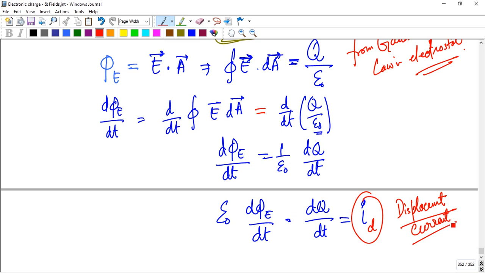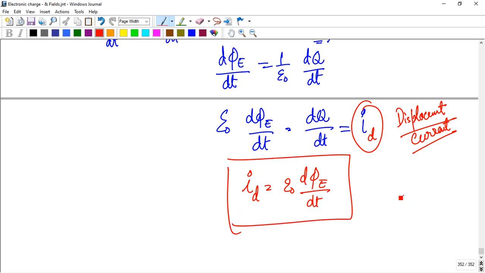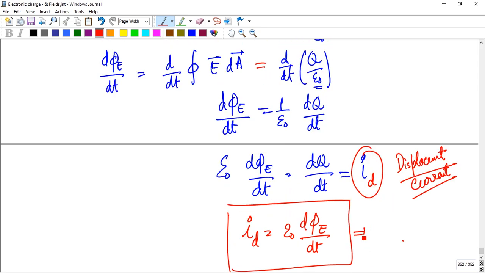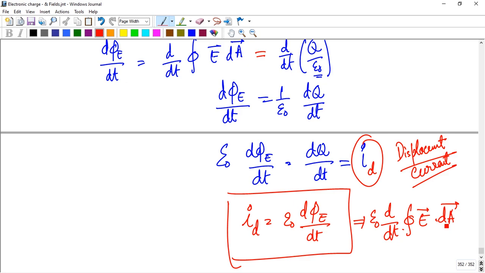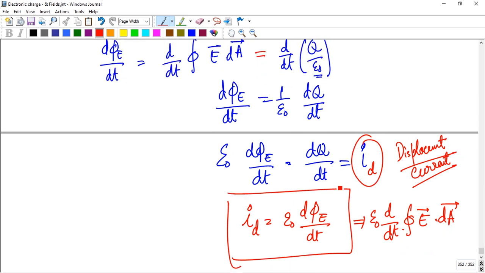Important concept, the displacement current. The final expression: displacement current id is equal to epsilon naught d phi E dt, which is also d dt of epsilon naught times the integral of E dot dA. That's the displacement current proposed by Maxwell. Now Ampere's law should be modified.